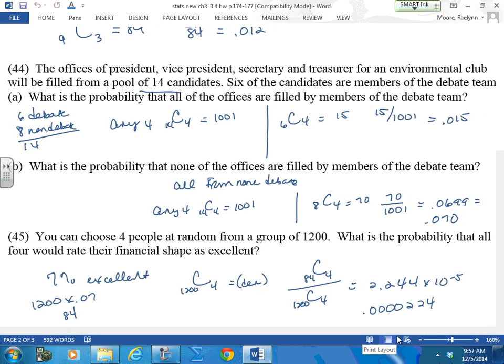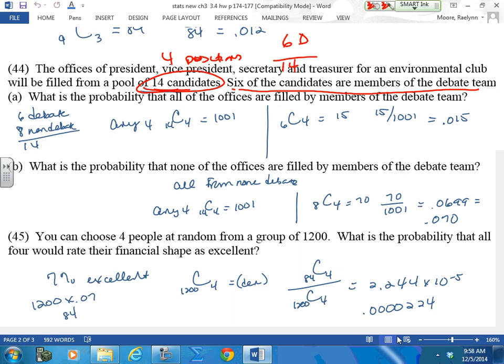The office of President, Vice President, Secretary, and Treasurer for an environmental club will be filled from a pool of 14 candidates. That means out of 14 people, I'm selecting these 4 positions. Now read the rest of this first. 6 of the candidates are members of the debate team. So I have 6 debate team members out of how many candidates? 14.